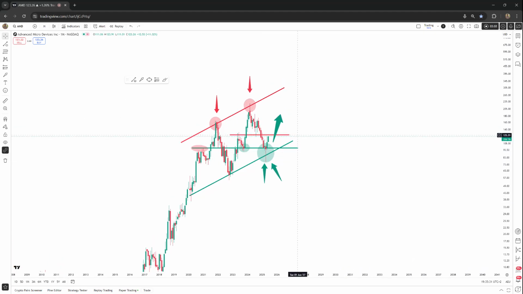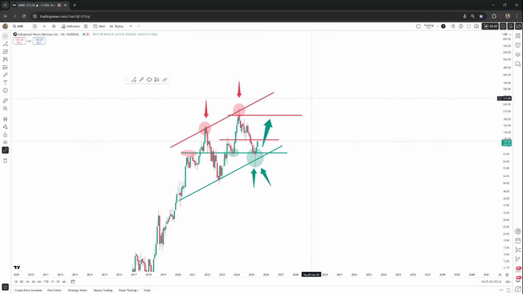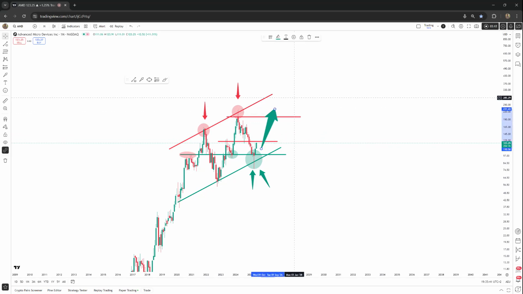I do expect the break above this shorter term structure, a retest of the previous all-time high, which is exactly at this psychological $200 level. But even then, just following all of these previous beautiful impulse and correction cycles, there is a chance that AMD will once again retest this upper red resistance trend line.